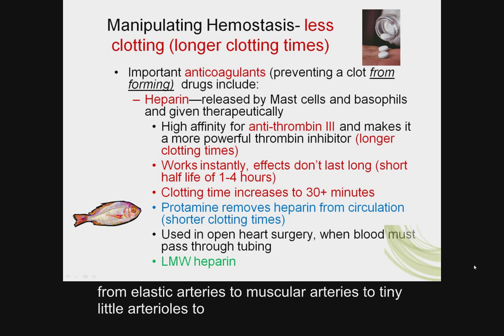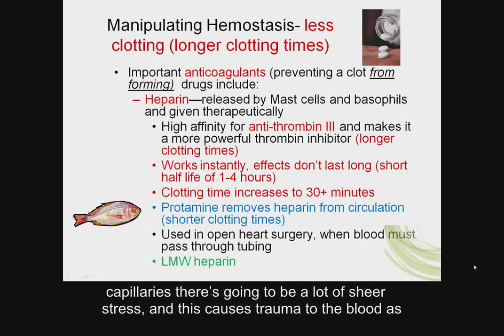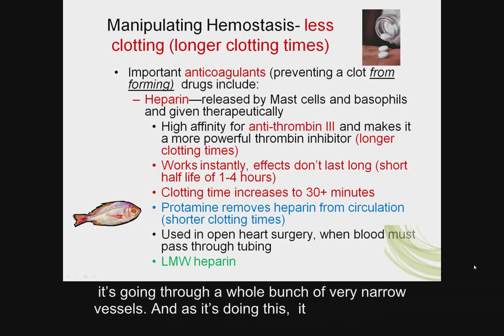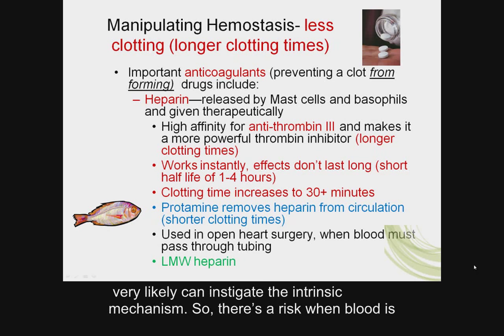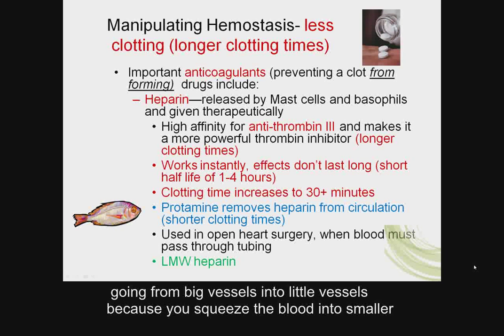But there are certain parts in your body where blood flow isn't laminar. Anytime you have quick changes from elastic arteries to muscular arteries to tiny arterioles to capillaries, there's going to be a lot of shear stress. And this causes trauma to the blood as it's going through a whole bunch of very narrow vessels. And as it's doing this, it very likely can instigate the intrinsic mechanism.